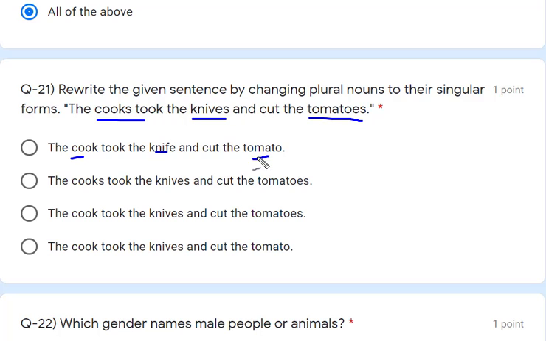So this is the right one. The remaining ones are the wrong ones. All three are wrong. The first option is the right one. So this is the correct one.